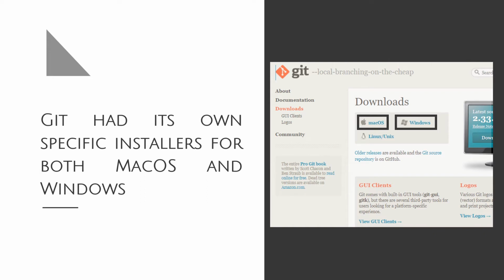Git has its own specific installers for both macOS and Windows. This can be found in https://git-scm.com/downloads. Just click one of the three options available.